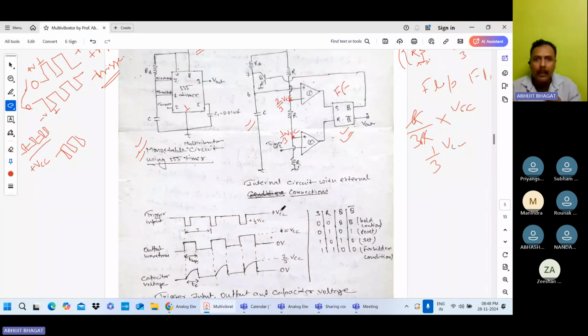Okay, so here at the normal condition, here the voltage at the discharge terminal is VCC, and when you apply the trigger, you provide a negative trigger. माने यहाँ VCC से उसको कम कर दिया, तो for a very small time you provide a negative trigger and it reaches 1/3 VCC. Okay, so here this is a negative trigger, and for applying the trigger voltage, this is the output waveform and this is the voltage across the capacitor. How you are getting the waveform, I will explain.